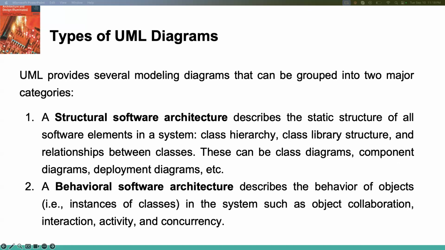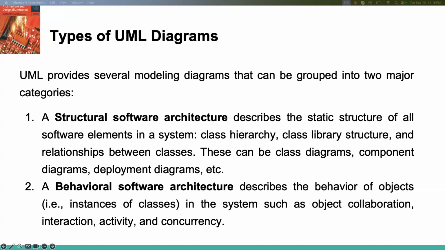UML provides several types of diagrams. They can be grouped into two major categories, structural and behavioral diagrams. These categories help us understand different aspects of the software system. Structural diagrams describe the static structure of the system, showing how software elements like classes and components are organized. An example is the class diagram. This shows the hierarchy and relations between classes. Component diagrams describe how the different parts of the system are connected. Now, deployment diagrams. These show how the software will be deployed on hardware.